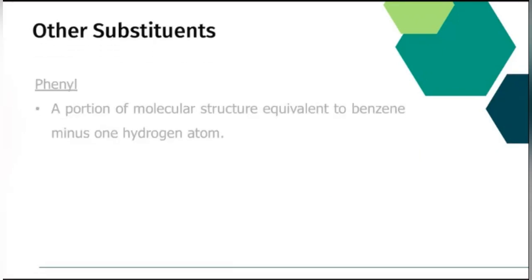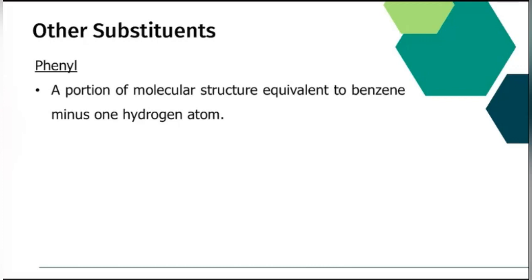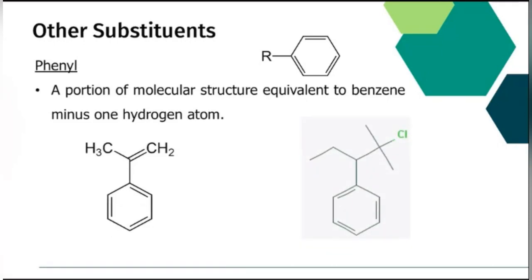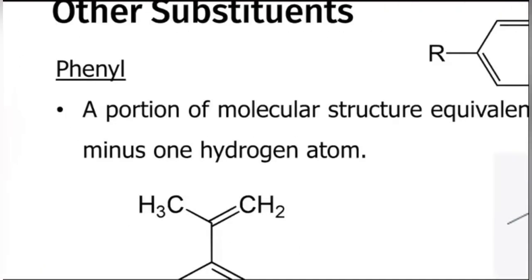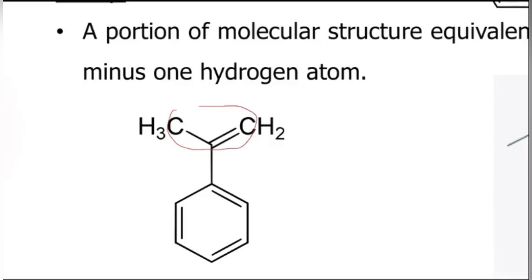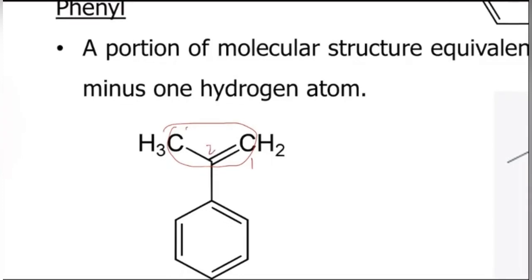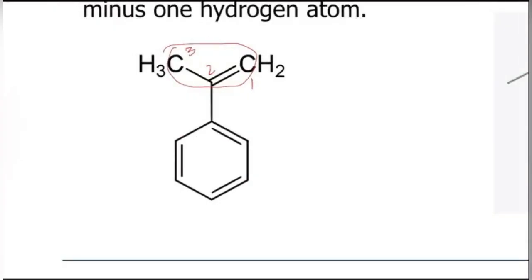Okay? Lastly, we have this other substituent, phenyl, which is made from the removal of a hydrogen atom in the benzene ring. So it can be attached to a hydrocarbon. So the name of the substituent will be phenyl. So similar with alkyl. So we have this structure. For example, the longest chain here is this one. We have 3 carbons. We start one, two, three. So that will be propene.